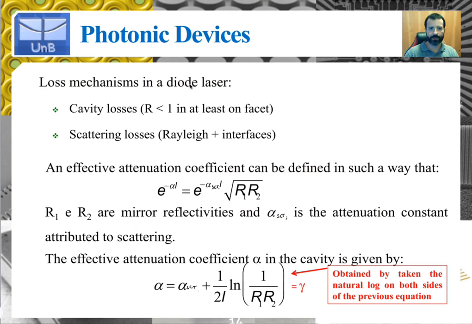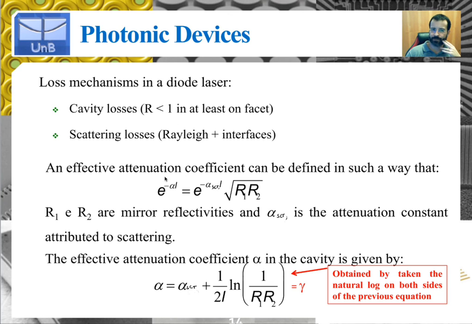Now, the loss mechanisms in a diode laser can be a few different mechanisms, right? You have cavity losses due to the fact that the reflectivities of the mirrors, be it the cleaved facets or distributed feedback mirrors and so on, will not always be one, right? In fact, in order to extract light from the cavity, you need at least one of the mirrors to be partially reflective. So R will be inevitably lower than 1, and therefore these correspond to cavity losses, right? And you also have scattering losses, so Rayleigh loss due to fluctuations in the density of the materials and in the interfaces, that sort of thing. So all of these losses are accounted for in the cavity losses, right?